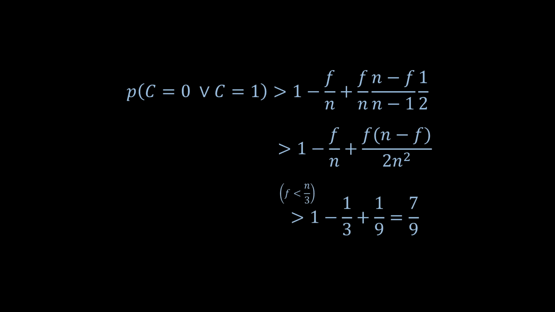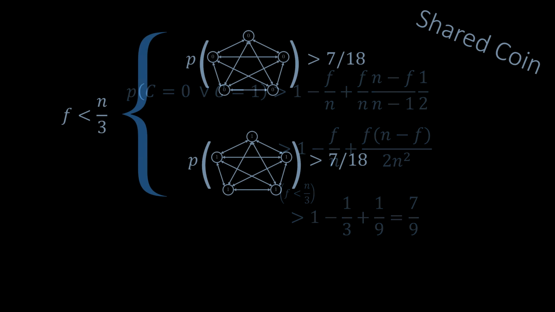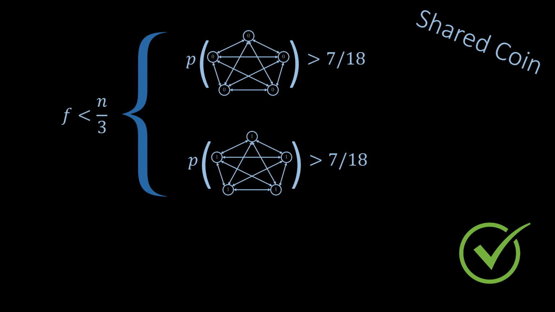If less than a third of all nodes are malicious, we see that the success probability is greater than 7 divided by 9. Since both 0 and 1 are equally likely, we get that the probability that the outcome is 0 or 1 is greater than 7 divided by 18. We conclude that this simple mechanism implements a fairly reliable shared coin.